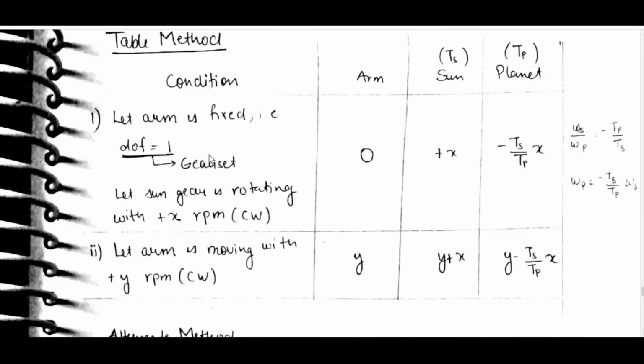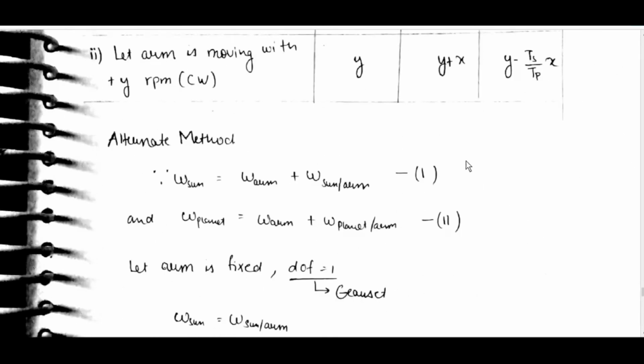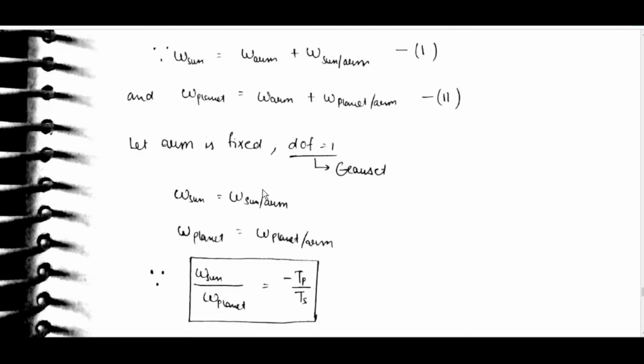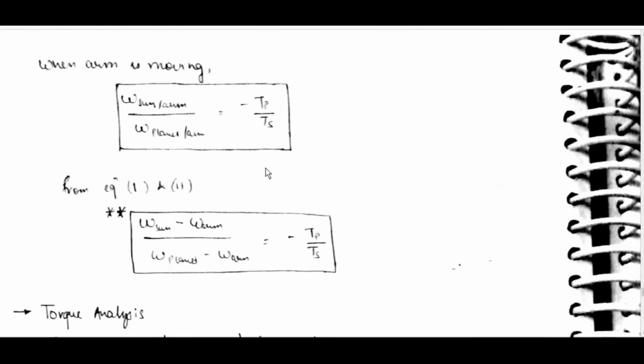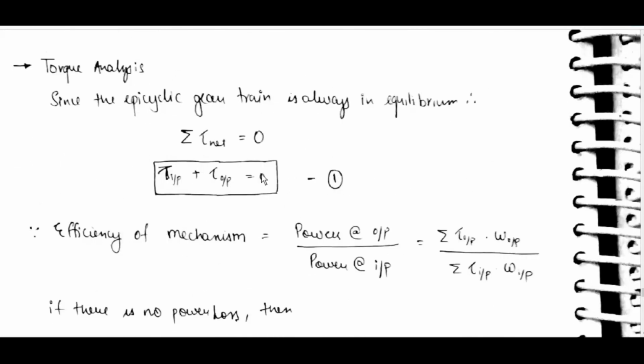Kinematic analysis. First, we will take the arm as fixed, then write 0 x, then add the arm with y rpm, then we can solve whatever is required from the given data. Omega sun minus omega arm, omega planet minus omega arm is equal to minus TP by TS.